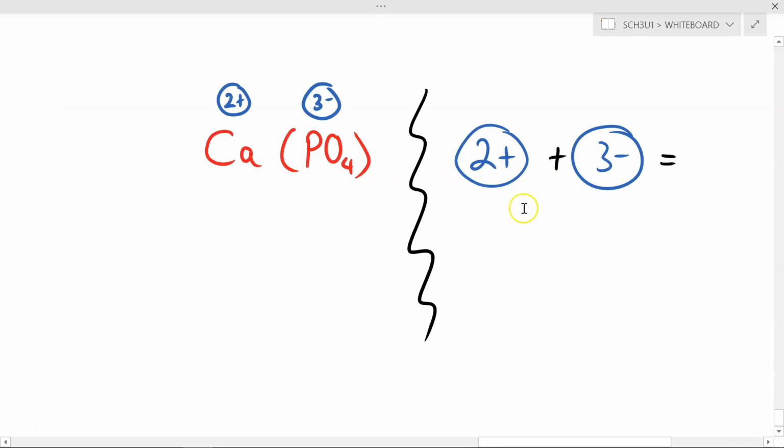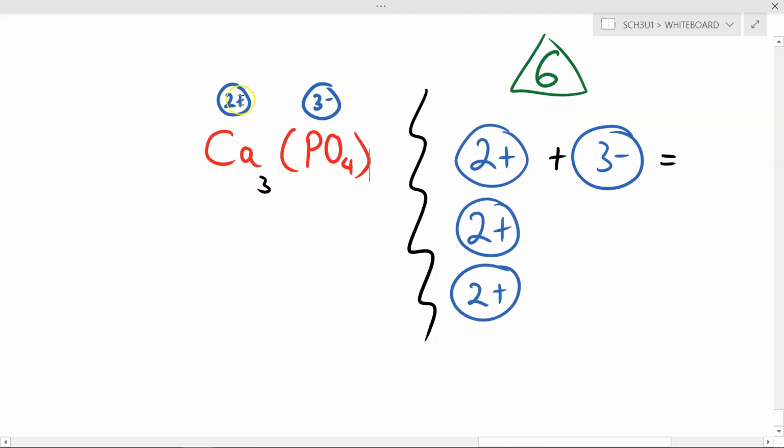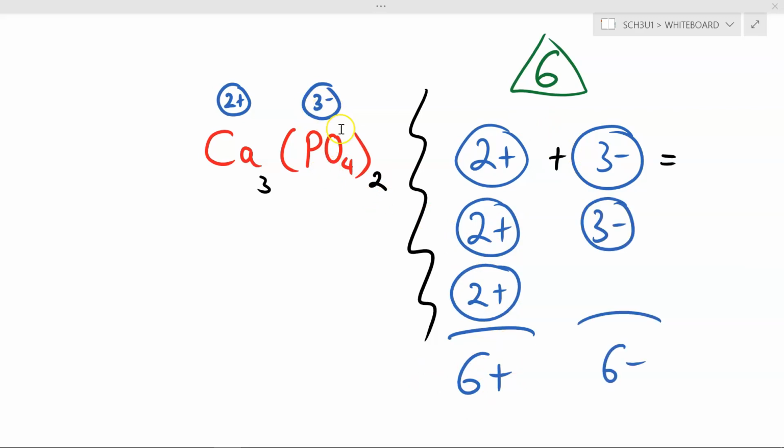Now, in order to zero sum, as I mentioned before, whenever you see a 2 and a 3, the number I think of is 6. And in order to get the 6, I need to have 3 calciums, each one worth a 2+, so 3 calciums, adding up to 6+, and 2 of these phosphates, each one worth a 3-, so 2 of them, and that adds up to 6-. Add them up together and we get a 0. So every electron that was lost has been gained by another atom, so they've all been accounted for.